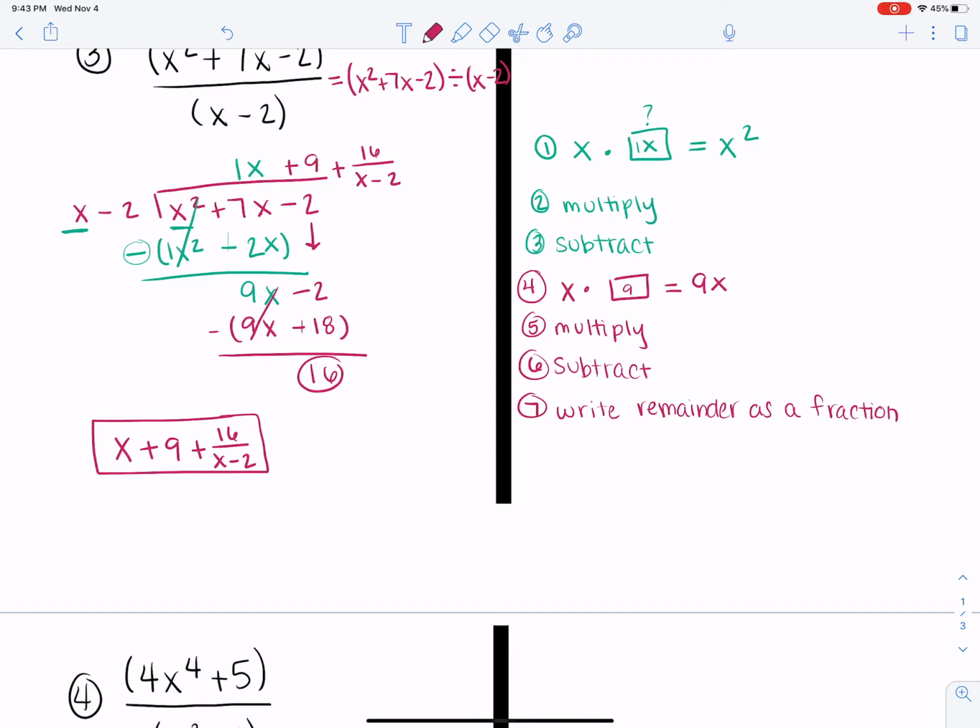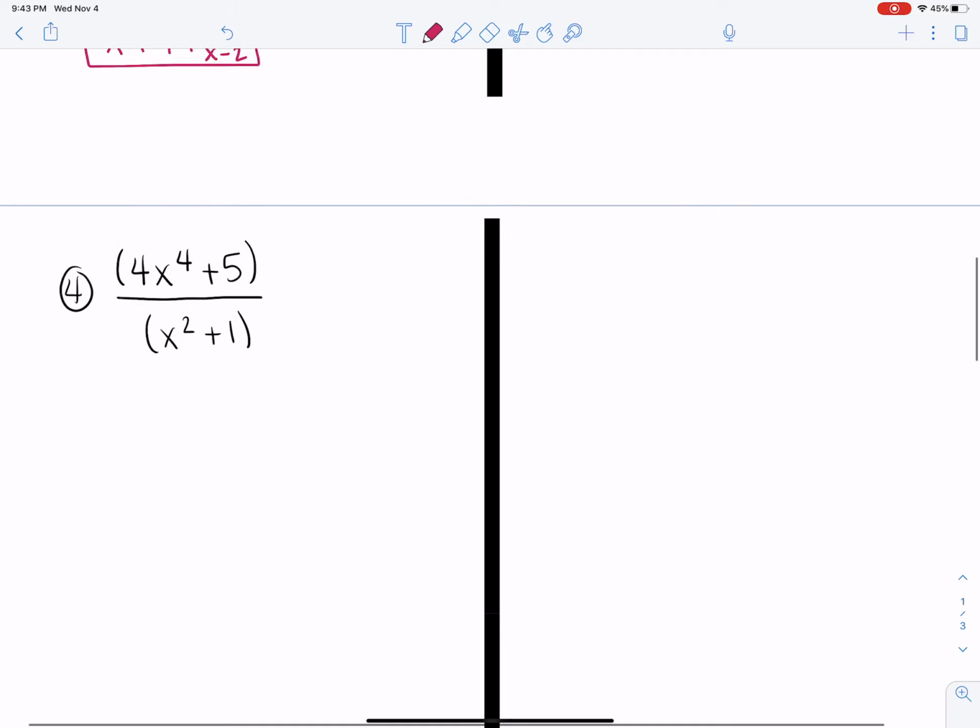All right? Next example. 4x to the 4th plus 5 divided by x squared plus 1. It doesn't matter how it's written. Inside, we're going to put the 4x to the 4th. Oh, now, here's what's kind of a new step.